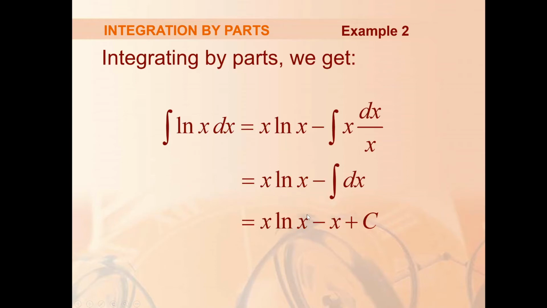Then using the integration by parts formula, the integral of natural log of x dx is uv minus the integral of v du. So we do have the integral of x dx over x. You see that x right here, so it cross cancels out. We just need to integrate dx, which is x. And don't forget to add the constant c, because this one is the indefinite integral.